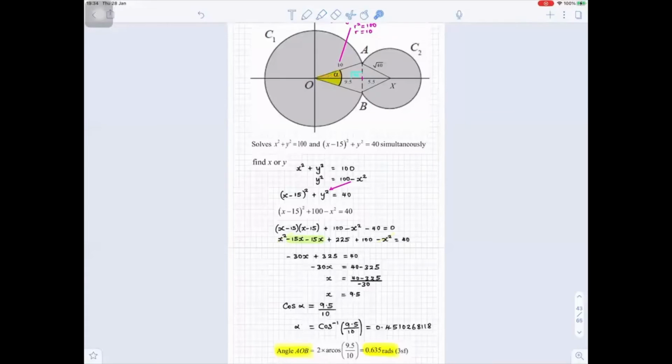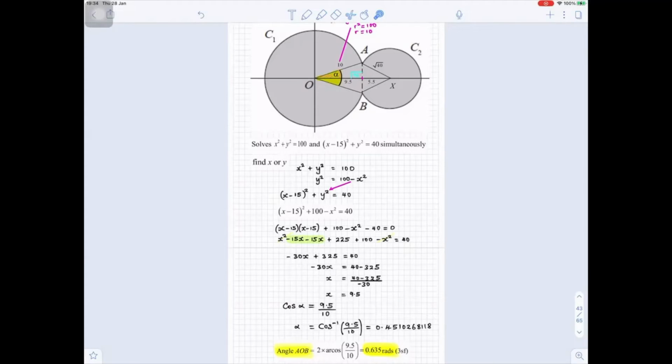Now to find the angle, we can use cosine of alpha. Cosine of alpha is adjacent over hypotenuse. The adjacent is the 9.5. The hypotenuse is the 10, because that triangle is a right angle triangle. So the angle alpha is inverse cosine of 9.5 over 10, which is 0.451. Put your calculator in radians. Very important, your calculator should be in radians.